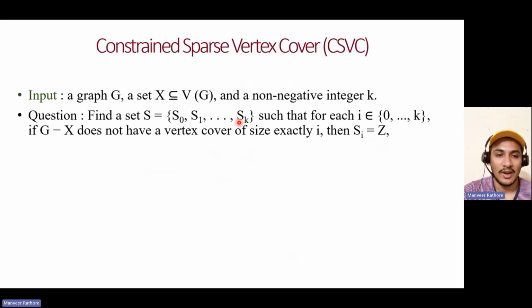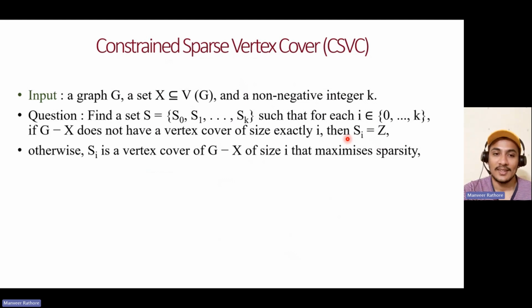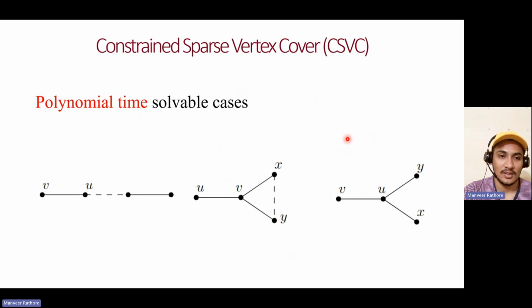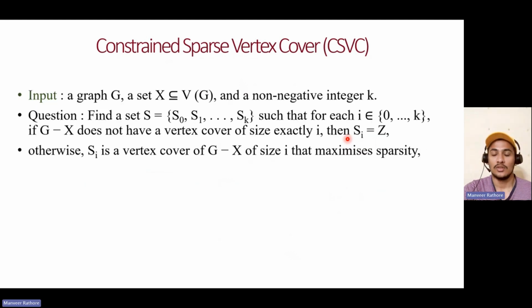The question is, find a set S from S0 to Sk such that for each i belonging to 0 to k, if G minus X does not have a vertex cover of size exactly i, then Si is equal to Z. Otherwise, Si is a vertex cover of G minus X of size i that maximizes sparsity. So this might look like a little difficult definition. If you go through it again while pausing the video, you might be able to understand it.